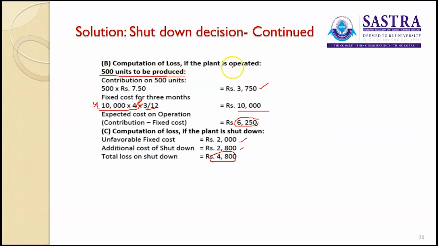Now if the plant is to be operated, we have a loss of 6,250. If the plant is going to be shut down, we have a loss of 4,800. Now we have to compare these two amounts, to see when the loss is minimum. So when the loss is minimum, it is 4,800, so it is better to shut down.